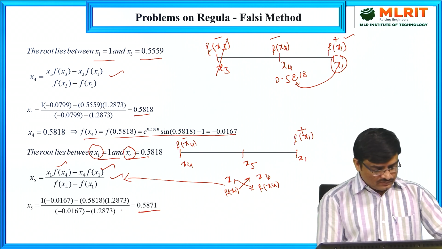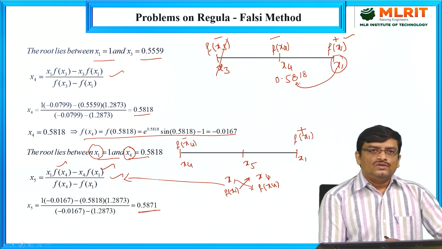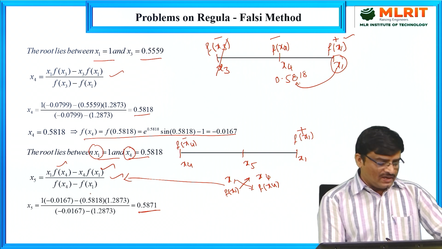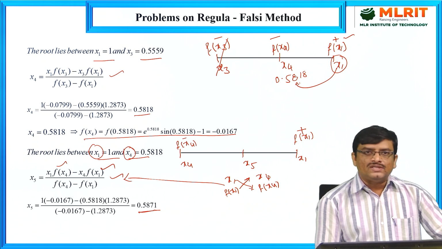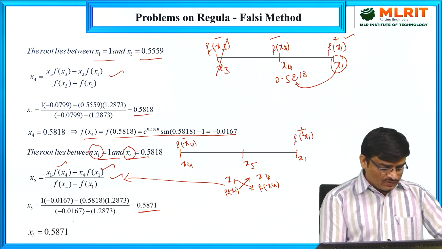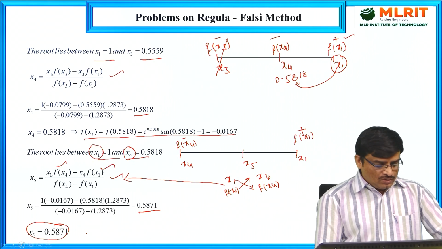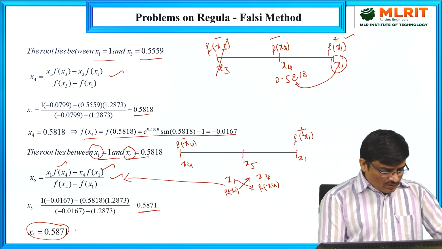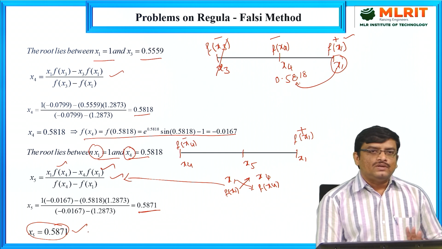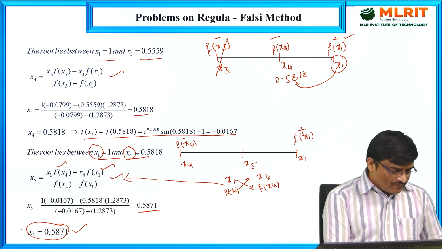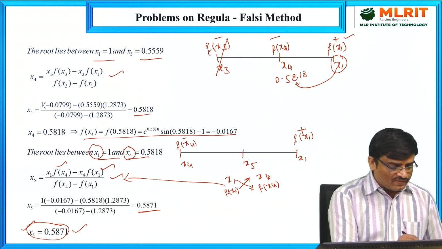Now after simplifying the x1 and f of x4, x4 and f of x1 values, we got x5 is equal to 0.5871. So this is our value. So now here we can repeat this process until we want to stop this problem. So we are at the x5. The previous approximation is x4.